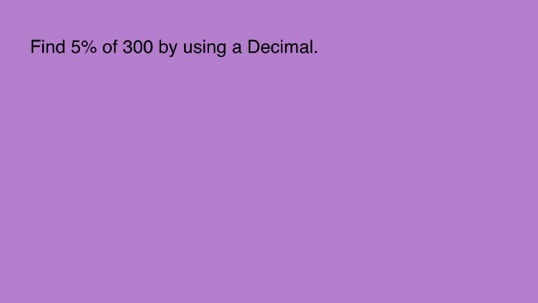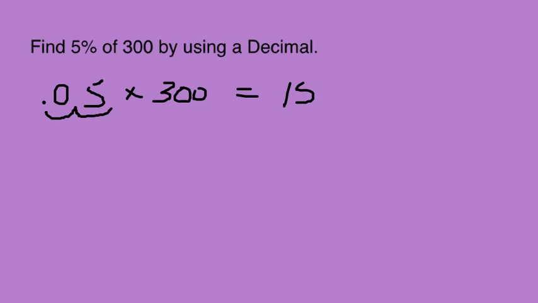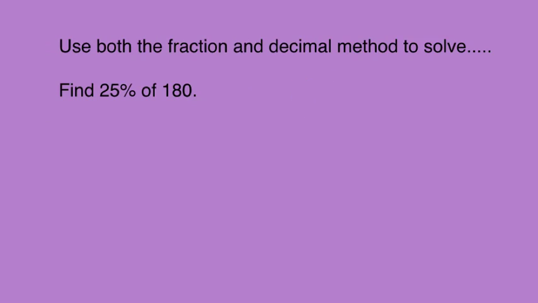Now let's use the decimal method. This time I'm going to change the percent to a decimal. So I have the number 5, and I'm going to move the decimal 2 places to the left. Oh, well, now I need to fill in a 0 for that place value. So I actually have the number 0.05, or 5 hundredths, and I'm going to take that times 300 using my calculator. 0.05 times 300 equals 15. Same answer. 5% of 300 is 15.